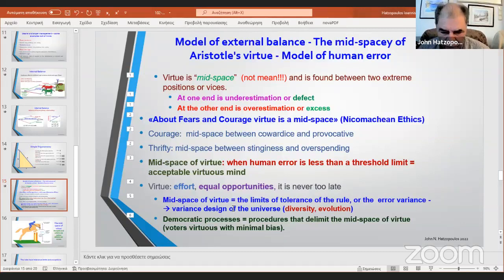Nature is perfect. Now, because everybody has a different opinion about where to put these virtue limits, these mid-space boundaries, we can do it through the democratic process. This is the way we define what democracy and the democratic process are. But the people participating in this process, in order to have meaning in defining these limits, must be virtuous with minimal bias, as you can see here.